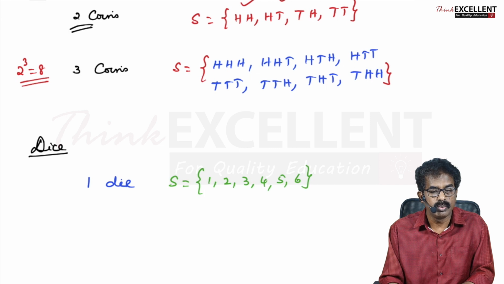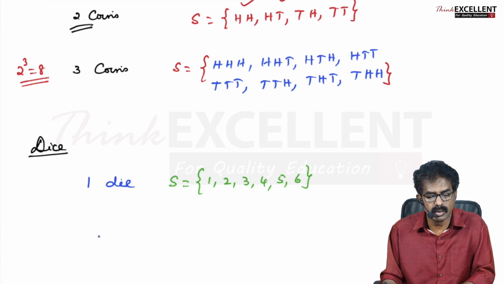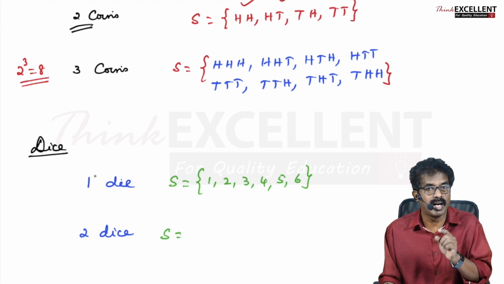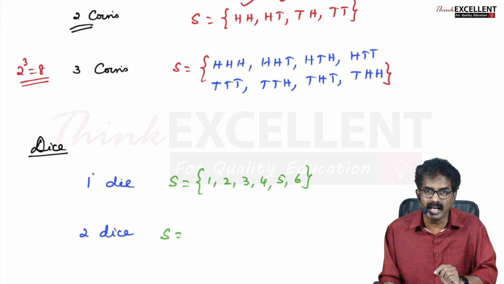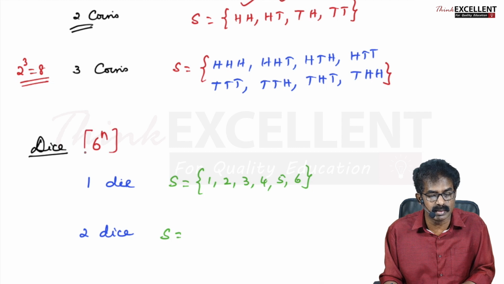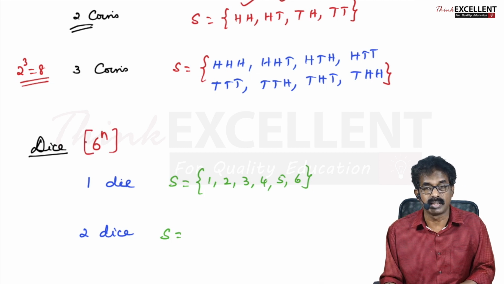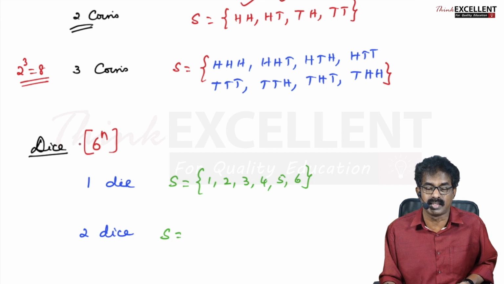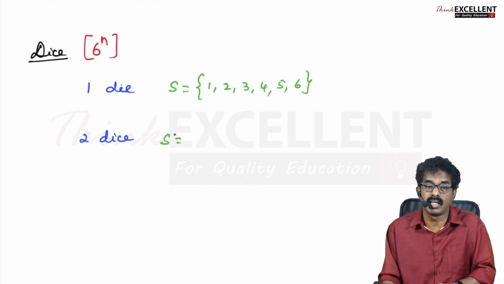Suppose you throw 2 dice. Dice is a plural form of die. Okay, so when you throw 2 dice, the sample space, can you guess how many will be there? In coin, I gave a formula 2 raised to n. Same way in dice, there is a formula. It is 6 raised to n. So you can remember very easily because there are 6 sides, right? So 2 dice means 6 raised to 2. 6 square, 36, right? So you will get 36 points.